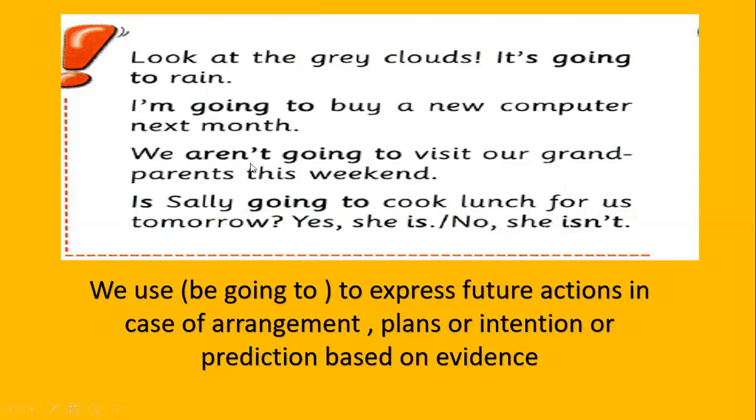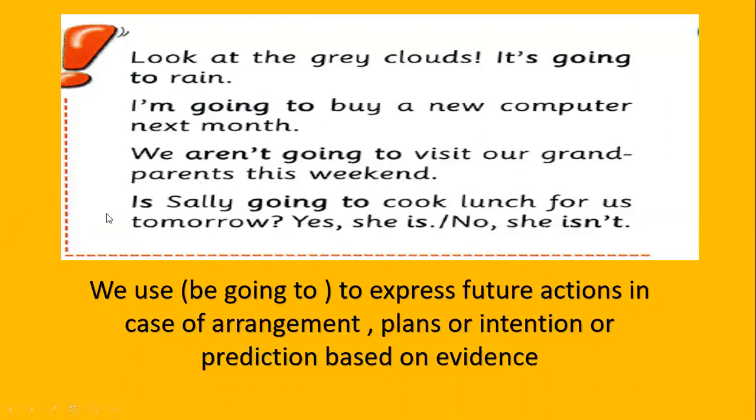Another sentence, we aren't going to visit our grandparents this weekend. This word, sometimes we say it aren't. And the correct pronunciation for this word is aren't. We aren't going. We aren't going to visit our grandparents this weekend. So this means that we have other plans for the weekend. We are going to do another thing, not visit our grandparents this weekend. So the planning here is very clear. So if we have a planning in the future, we use going to, we don't use will.